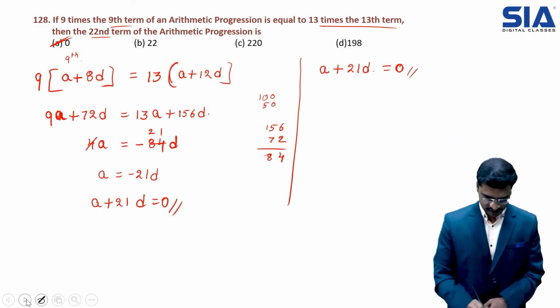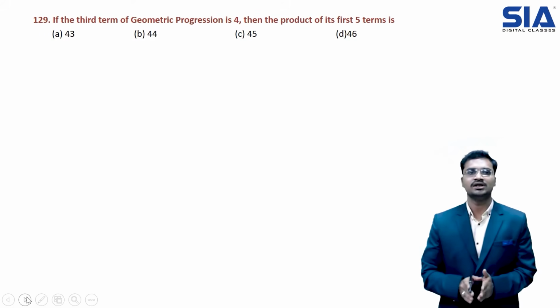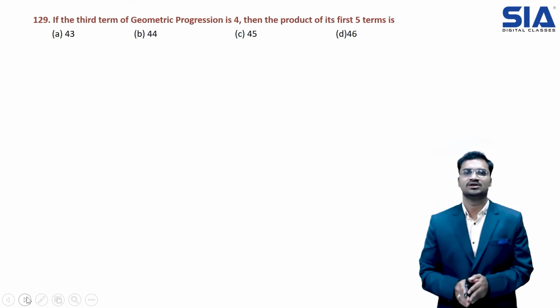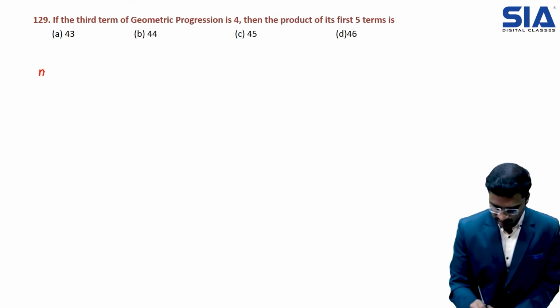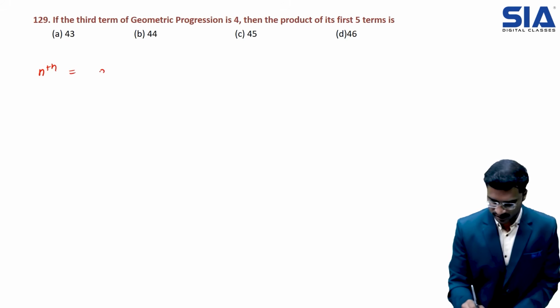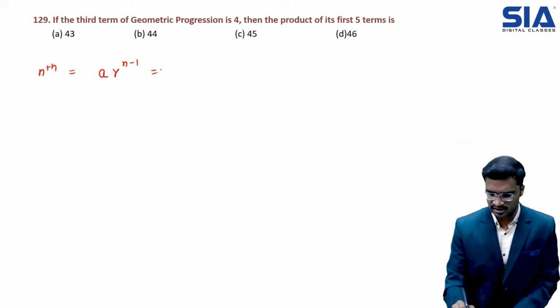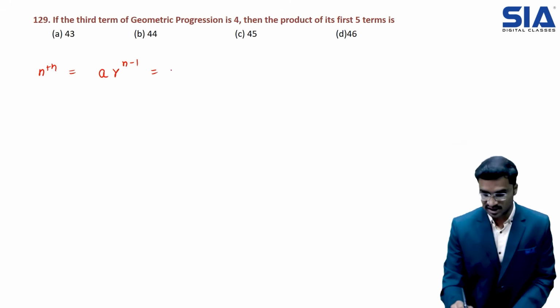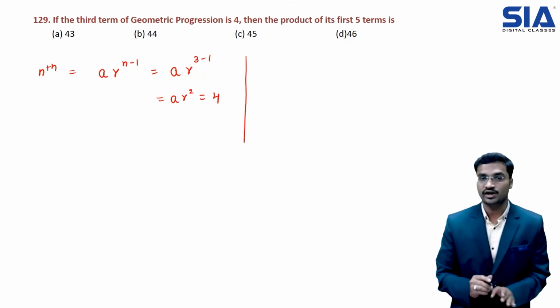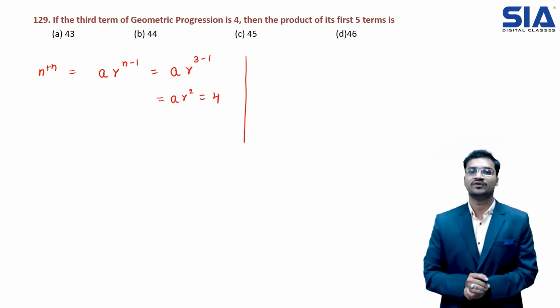Now coming to the next question, which is: if the third term of the geometric progression is 4. So the nth term in a geometric progression is a into r to the power of n minus 1. So here he is asking what is the third term. So a into r to the power of 3 minus 1, then a r square. a r square is given as 4. Now what we have to find? We have to find the product of first 5 terms.